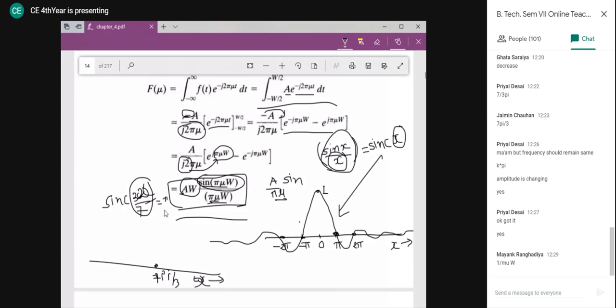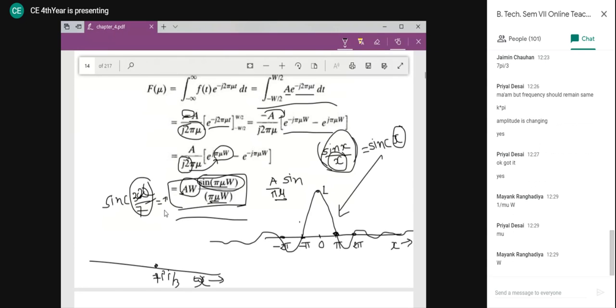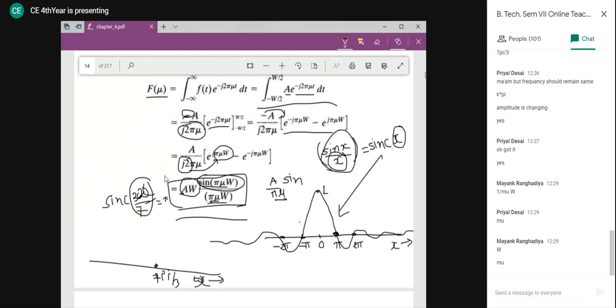What is the variable? Mayank, first tell me what is the variable? The variable is mu or W. Pi cannot be the variable. The function is F(mu). That means the variable is mu, Mayank? Yes, the real variable is mu.